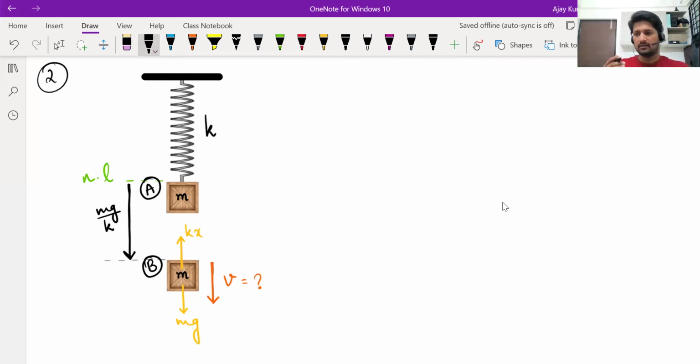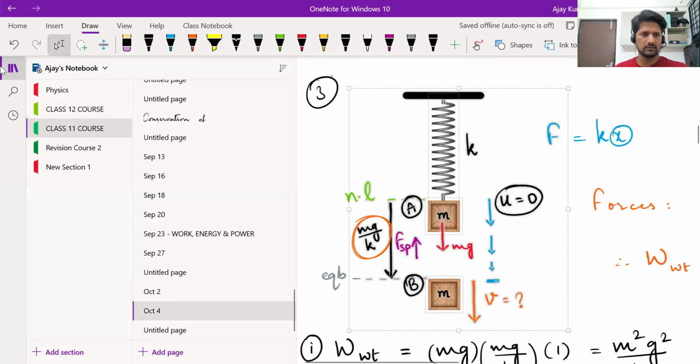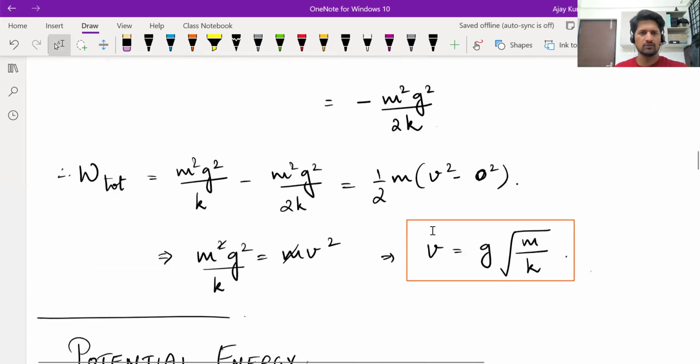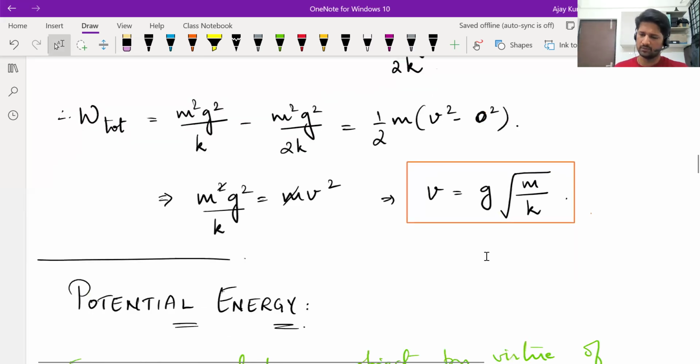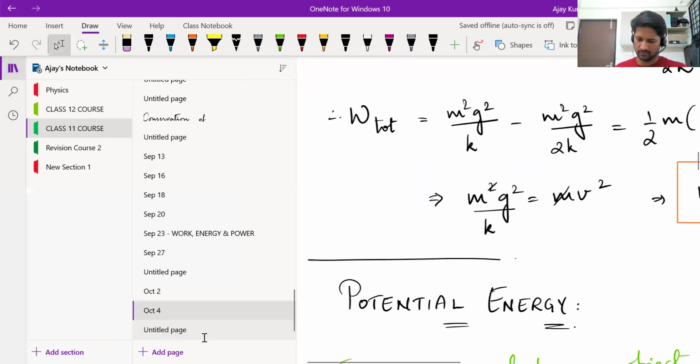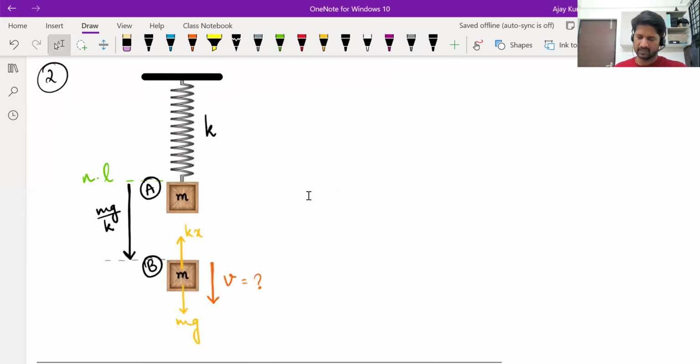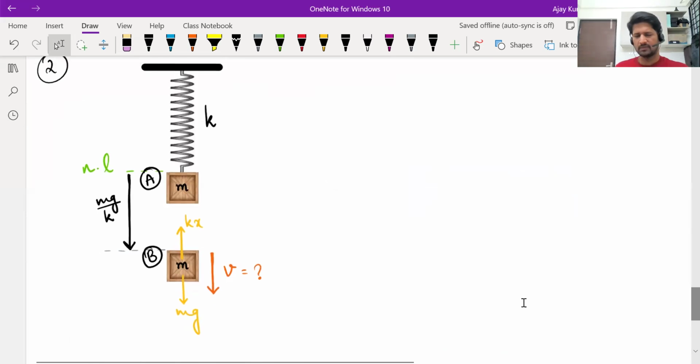By then, the block would have gained some velocity. The problem was to calculate that velocity. And what is the answer we got in the last class? We used work kinetic energy theorem and we got the speed as g root m by k. Okay, let's see if the same thing can be derived using mechanical energy conservation. So here also, you know the initial state of a system and the final state of a system. Objects are moving, speeds are changing. In such cases, you will try to apply mechanical energy conservation. Fine.